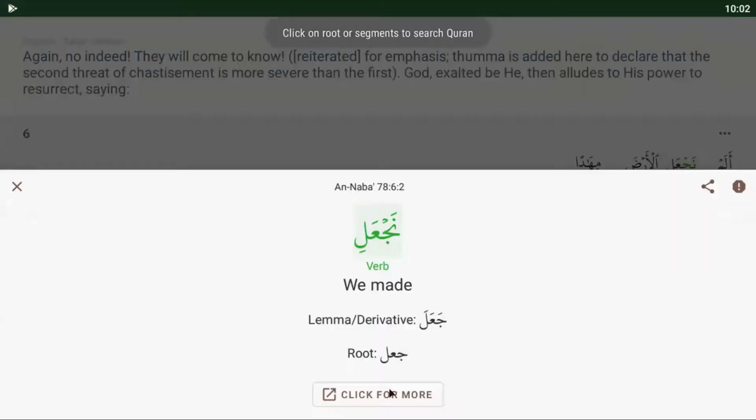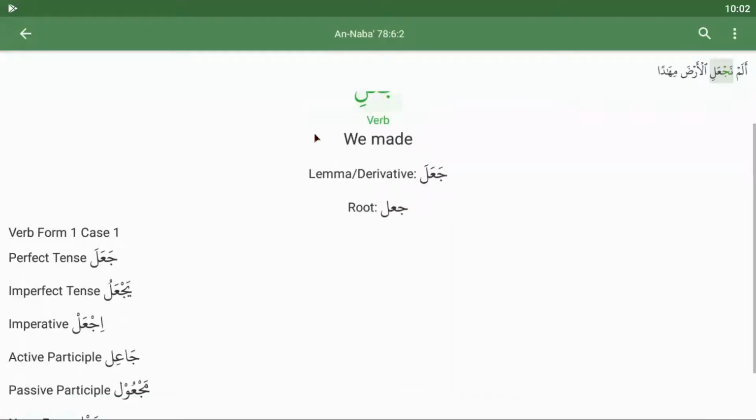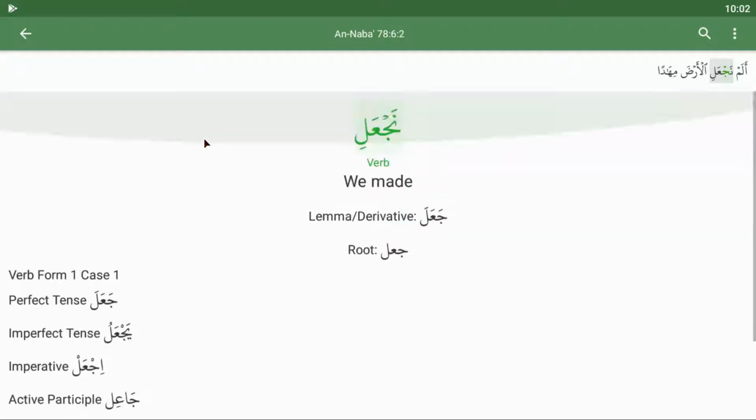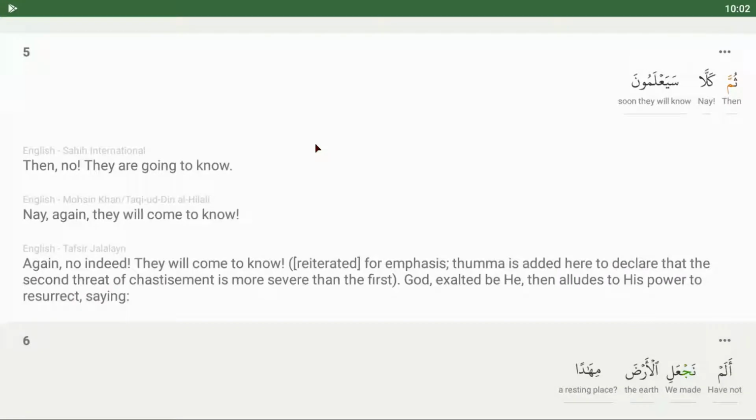Naj'al, and Ja'ala is to make, and Ja'ala could be to make something from nothing or to make something from something. Alhamdulillah. Ja'ala is to make, we made. Sometimes Ja'ala could be making something into something, like Allah made the day into the night. He converted the day into the night. So Ja'ala can be used for that also.